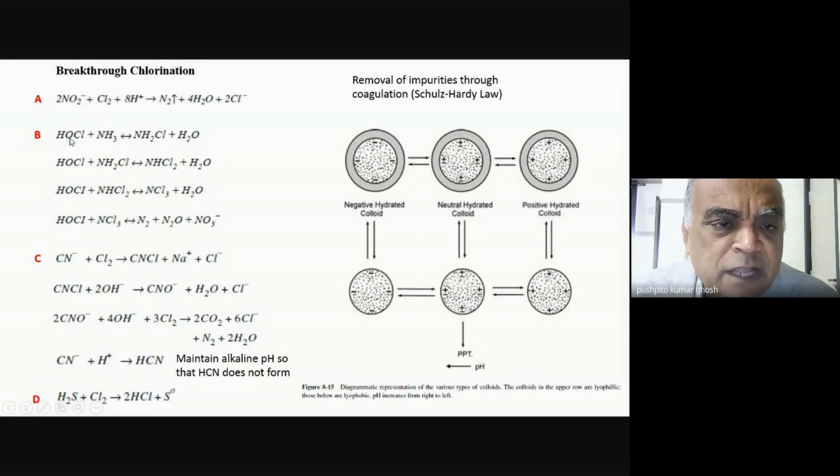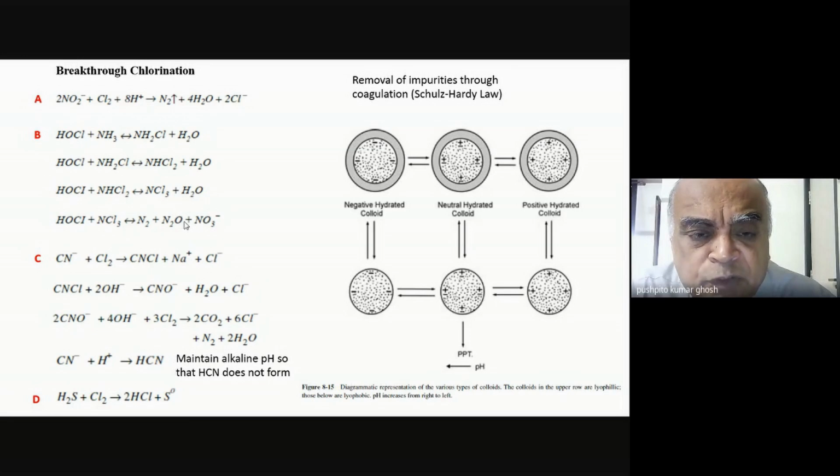What you can see is that ammonia is stepwise chlorinated, so it gets converted to NH2Cl, NHCl2, NCl3, and finally it will get converted into nitrogen, N2O, NO3 minus. Now, the nitrogen, of course, is harmless, and so you have converted something which is harmful in the aqueous environment to something which is harmless. Of course, I may also have produced some amount of NOx, like N2O over here. But then, it's like choosing between the lesser of two evils.